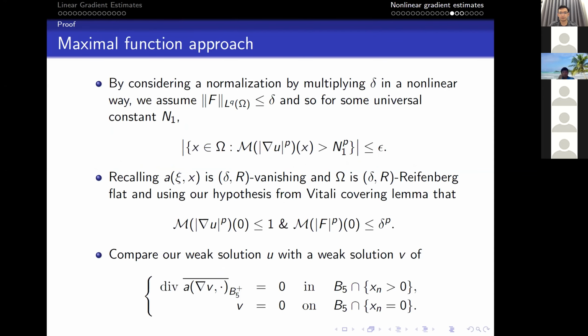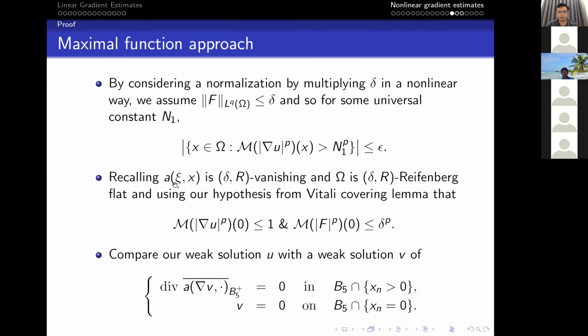Okay, then how can we prove this? The main approach here is the maximal function approach. By considering a normalization, multiplying by this small constant delta in a nonlinear way, we assume that the L^q norm of f is small enough, delta. And then for some universal constant, we can find the upper level set of the maximal function of gradient u. This is a big universal constant, and the measure is sufficiently small. We need this kind of smallness to use the Vitali covering lemma.